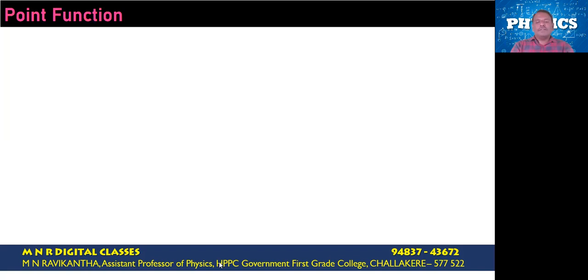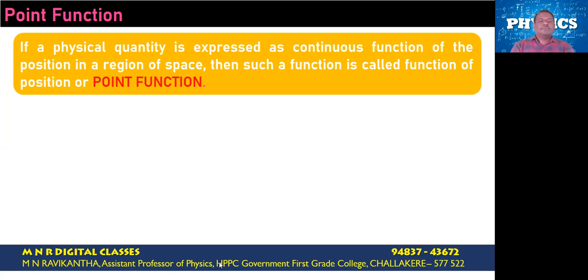Such physical quantities whose magnitude depends on the position in space can be represented as the continuous function of the position coordinates. So with this idea, let us define what is the meaning of point function. If a physical quantity is expressed as a continuous function of position in a region of space, then such a function is called as point function.